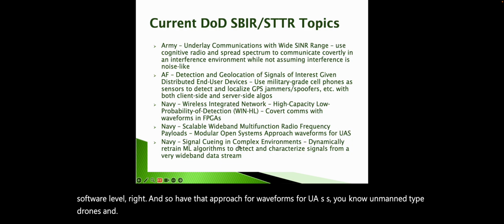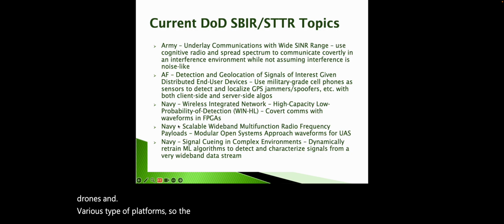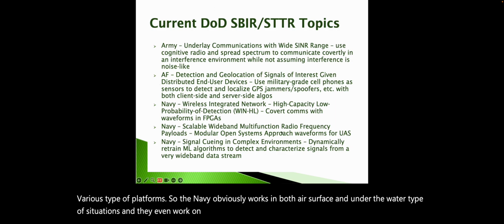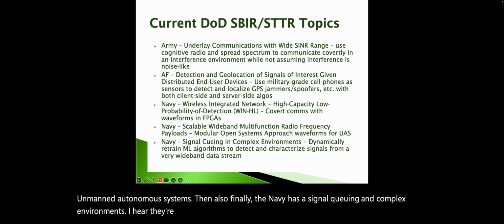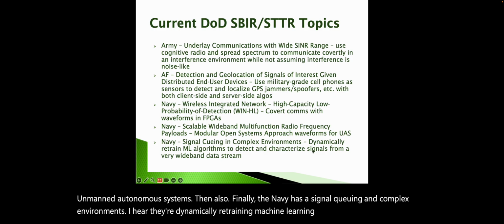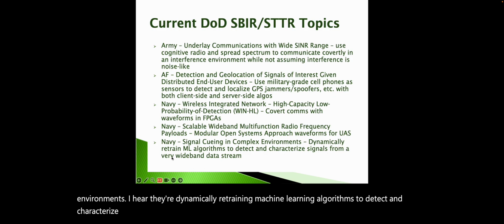various type of platforms. So the Navy obviously works in both air, surface, and under the water type of situations, and they even work on land too. So a lot of different type of autonomous systems, unmanned autonomous systems. Then also finally, the Navy has the signal queuing in complex environments. Here they're dynamically retraining machine learning algorithms to detect and characterize signals from a very wideband data stream.